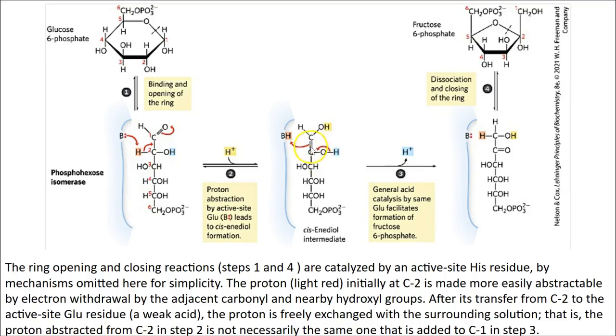And then from there, that intermediate is going to want that hydrogen back from that residue within the enzyme, and thus releasing another proton. And now we're in the fructose form of the carbohydrate, and you see that we have the ketone right here, because we have a carbonyl and two carbons on both sides, and then we have the closing of the ring, where now we're in the fructose ring, and this is also catalyzed by the histidine residue within the enzyme as well.